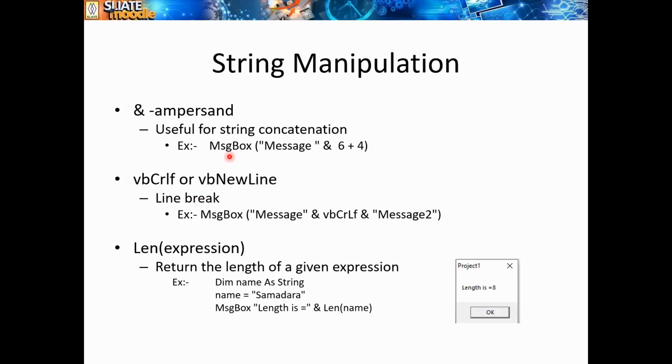So here an example is given: MsgBox, message, and this one, right? You can give whatever message you want, and along with that you are going to show this part also. And this one is a line break. So if you want to give two separate things, here you have message, and then you give a break, that means go to a new line, and then it will print message two. And here Len means the length, or the number of characters you have there. So that can be taken using this one, right?